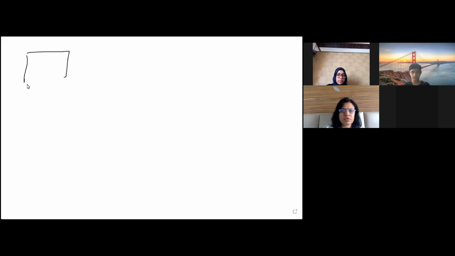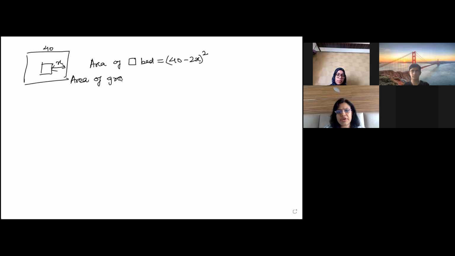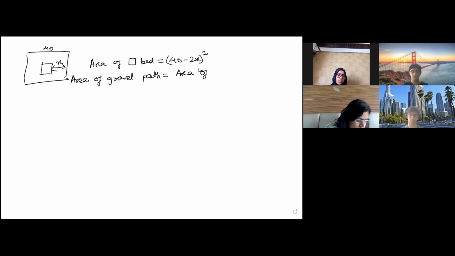So ये वाला था और ये वाला था, ये thickness we have taken x, this is 40. So area of square bed is equal to 40 minus 2x. Why 2x? Because 1x इधर और 1x इधर, so length decreased by 2x. So 40 minus 2x का whole square, because length into length होता है. Area of gravel path is equal to, ये बड़े square को क्या बोला है इसने, what is the question given here? Area of the square field. Okay, area of square field minus area of square bed, यही होगा.